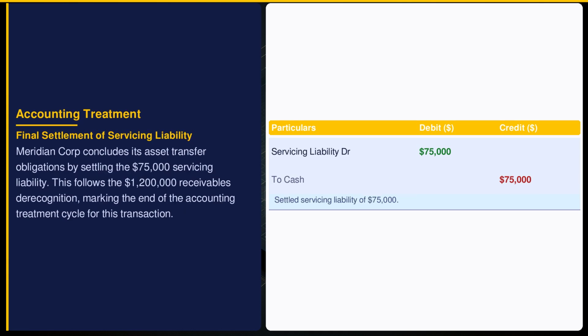Settling the servicing liability finalizes Meridian Corporation's contractual obligations related to the transferred receivables. By debiting the servicing liability and crediting cash, the company ensures closure of this obligation. This settlement impacts the cash flow, but more importantly, aligns with ASC 860's requirements for complete and accurate financial reporting.